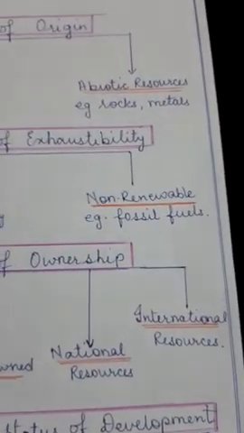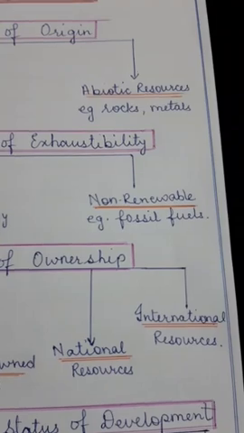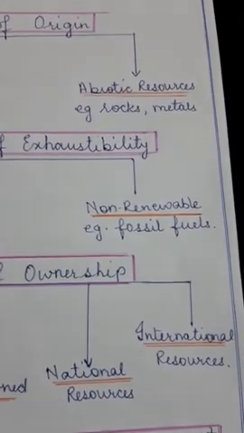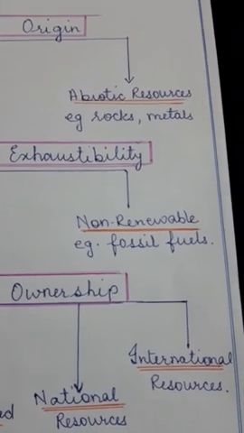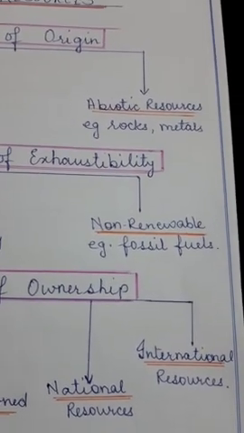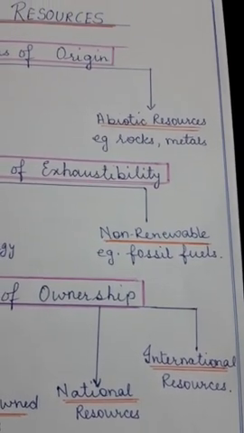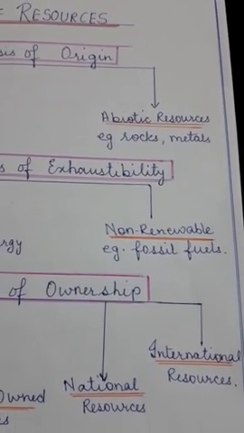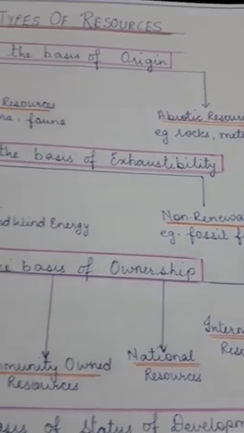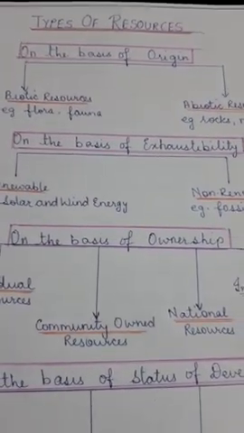Then we have the second one, according to exhaustibility, which is non-renewable. These are the resources which get exhausted on use. When we use them, it is very difficult to create them within a short period of time. They take millions of years to get renewed, for example, fossil fuels. Now next is on the basis of ownership.